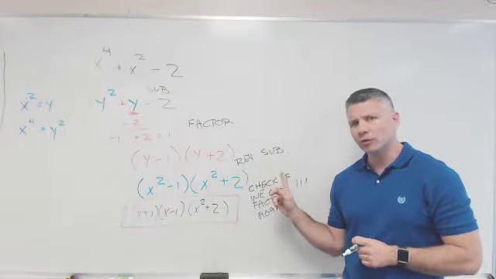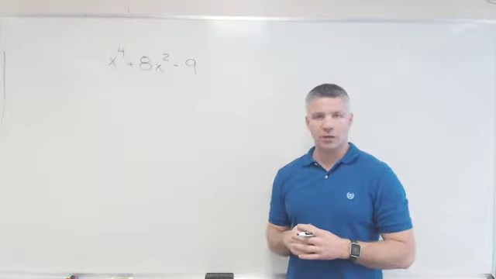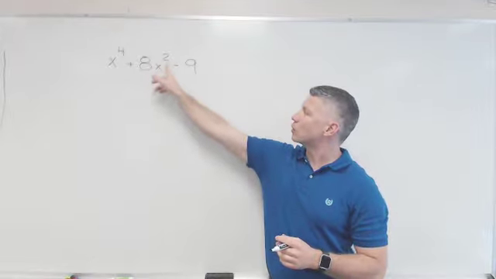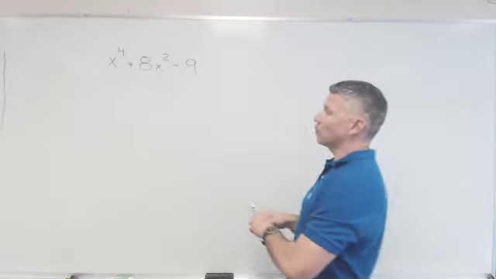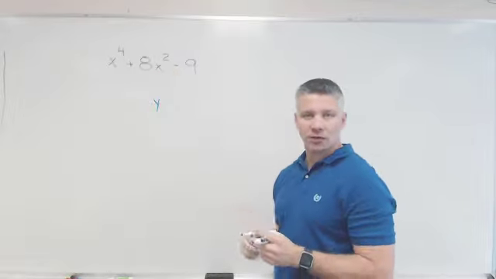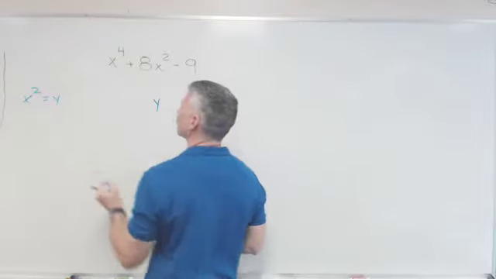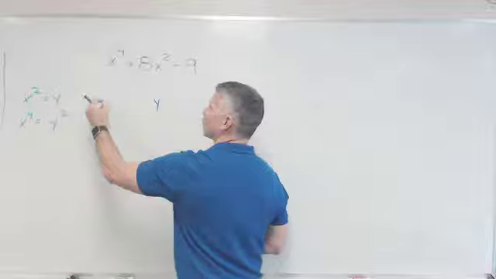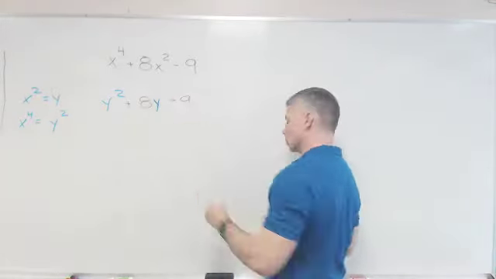Let's do a couple more of these. X to the fourth plus 8x squared minus 9. Again, a trinomial, 3 terms. And this x squared is what is throwing us off. And we should notice that right away. Again, it would be so much better if it was a y instead of an x squared. So let's make that substitution and say x squared equals y. So x squared equals y, x to the fourth equals y squared. The rest of my polynomial stays the same.